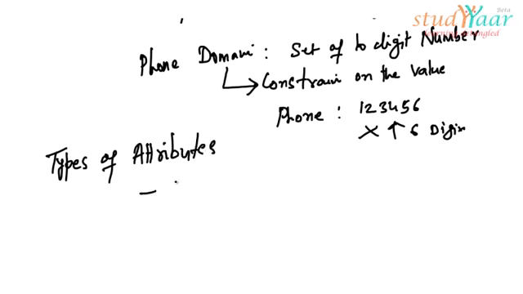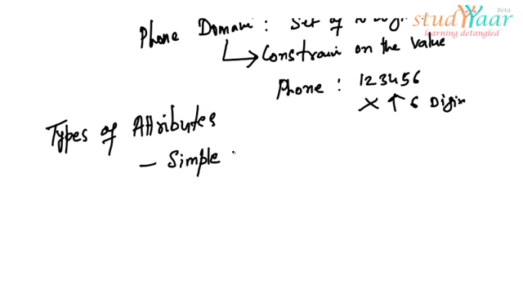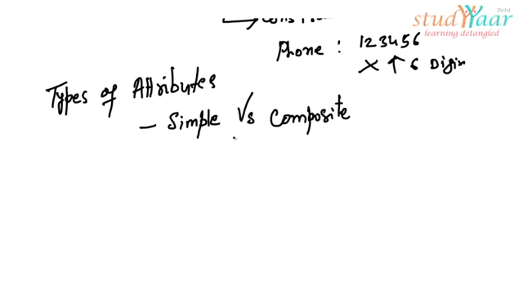First type is a simple attribute. Or we'll rather look at it in this way. It's a simple versus a composite attribute, okay? An attribute is either composite or simple, okay? When an attribute in itself can be divided into other attributes, okay?